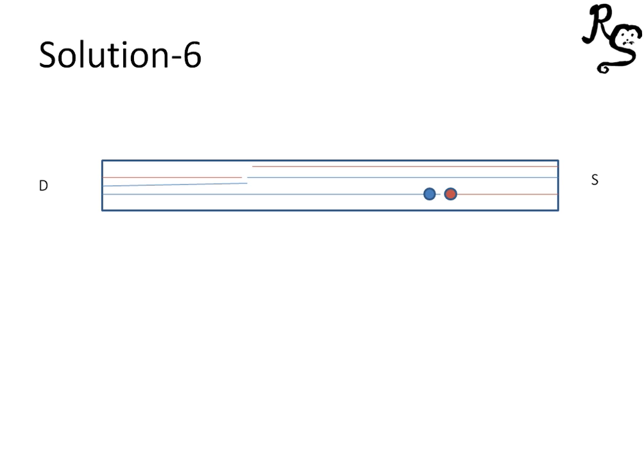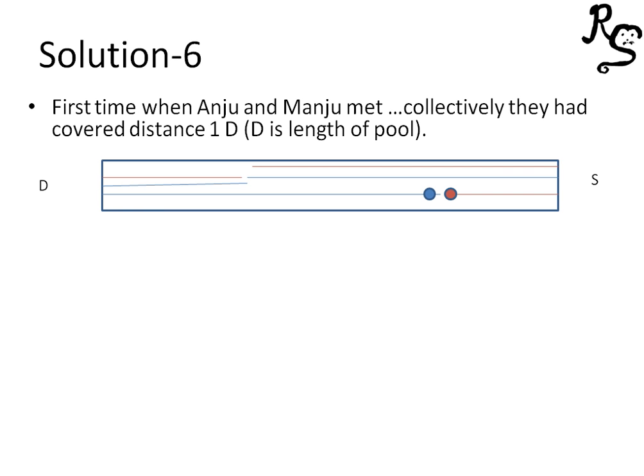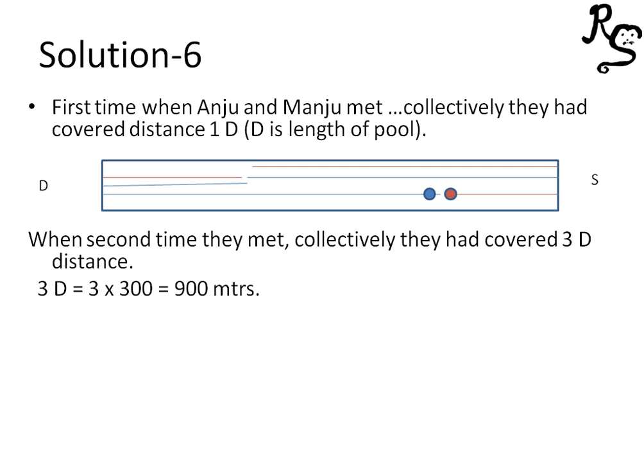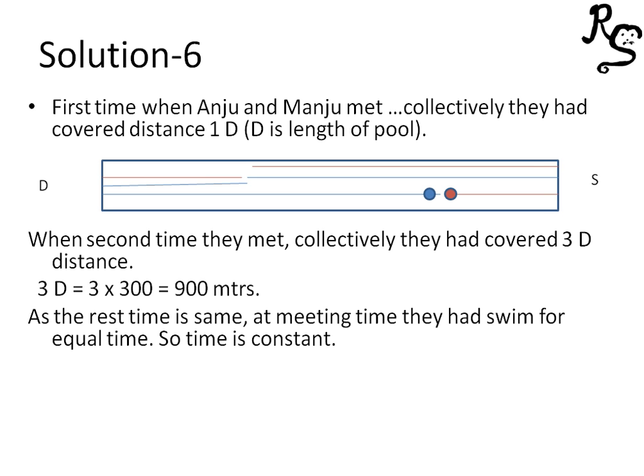while meeting for the second time, from the above lines you can see the first red line covers the whole d, the second blue line covers a second d, and the third red and blue line takes 3d. So the first time Anju and Manju met, collectively they had covered distance 1d. The second time they met, collectively they had covered distance 3d. That means 3 into 300, that is 900 meters.